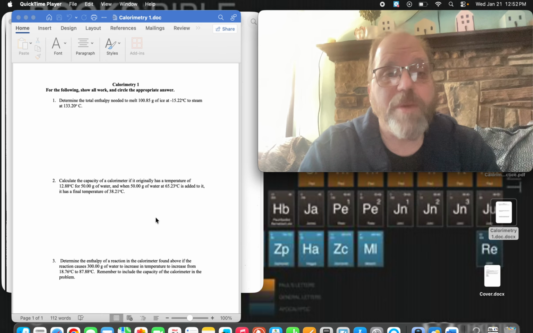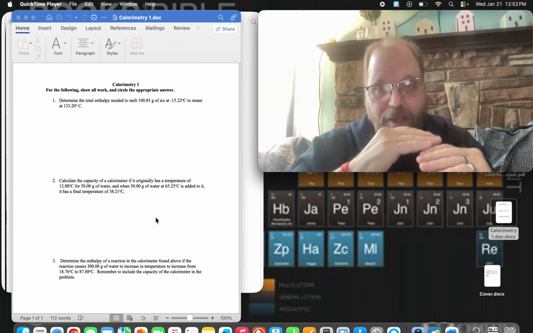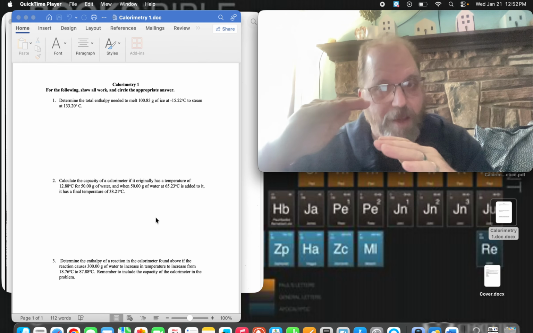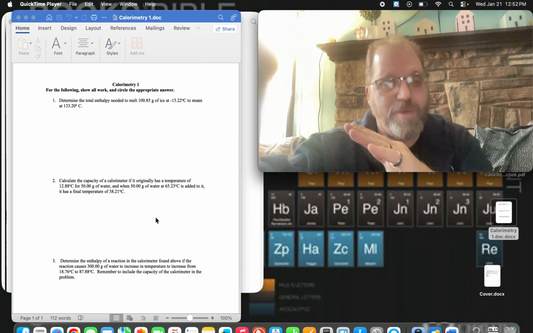We got the first one, that complete enthalpy problem. Determine the total enthalpy needed to melt 100.85 grams of ice at negative 15.22 degrees Celsius to steam at 133.20 degrees Celsius. So it's that 5-step process. First, we got to increase the ice, then we have to melt it, then we have to increase the water, then we have to boil it, then we have to increase the steam.